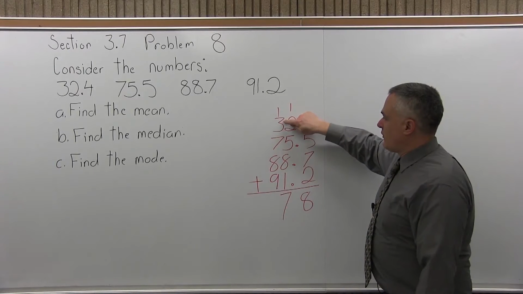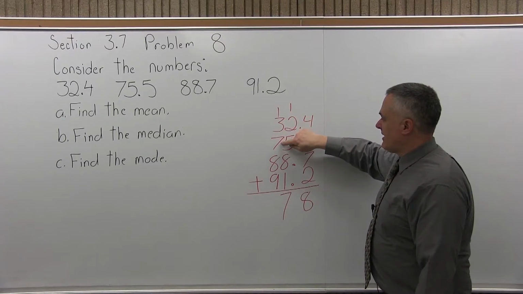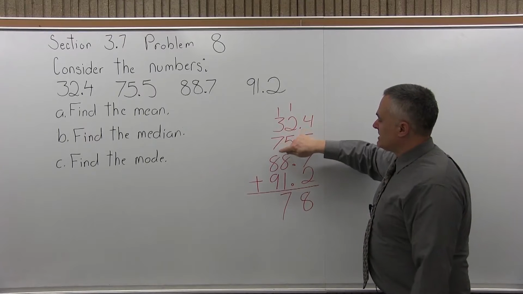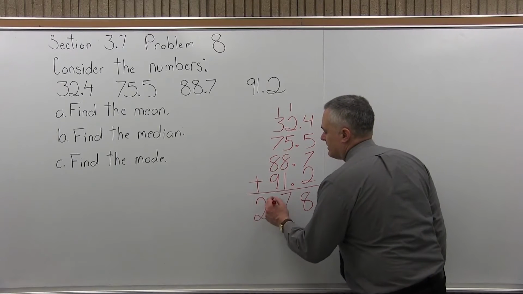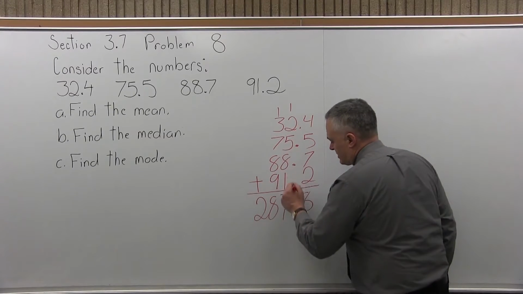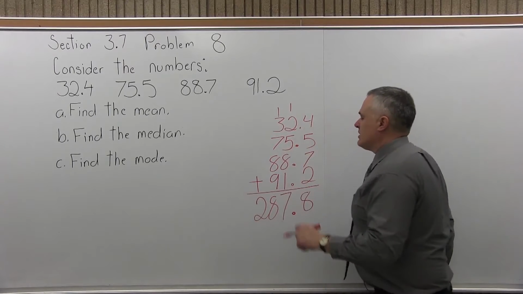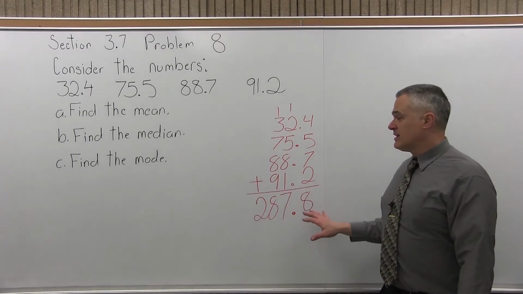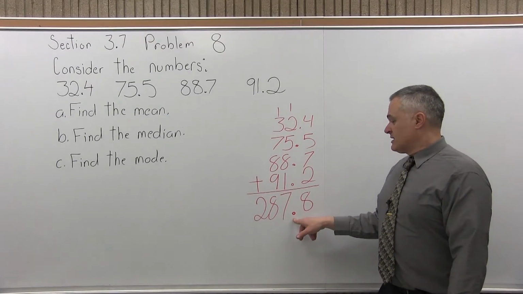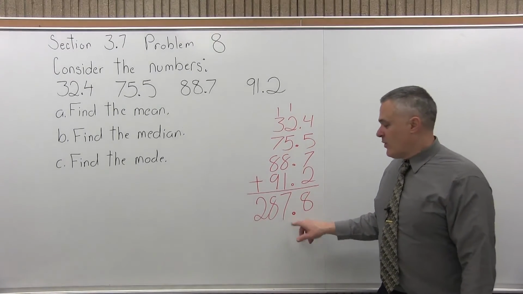1 plus 3 is 4. 4 plus 7 is 11. 11 plus 8 is 19. 19 plus 9 is 28. And that decimal has to come straight down. So my total is 287.8. Now that's the total, that's not the answer for the mean. To get the answer for the mean, I have to divide that by 4.